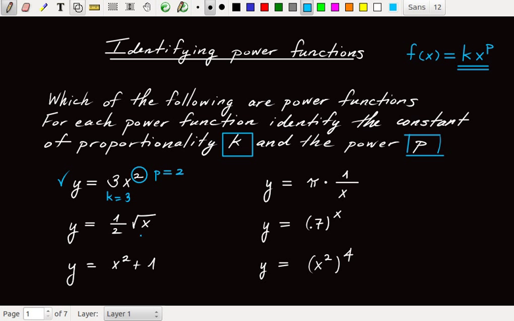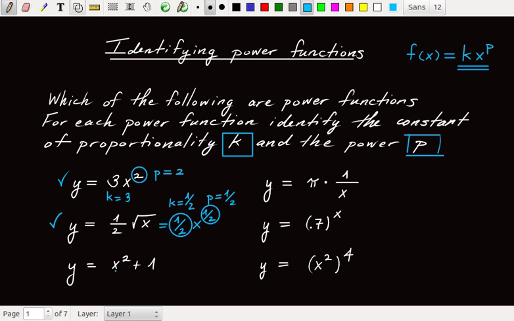But in the next one, you don't see the power immediately. What you first have to do is remember that the square root is the same as raising to the 1/2 power. So this is the same as 1/2 x to the 1/2. So now the power is 1/2, as is the constant. So k is 1/2. So that's a power function.